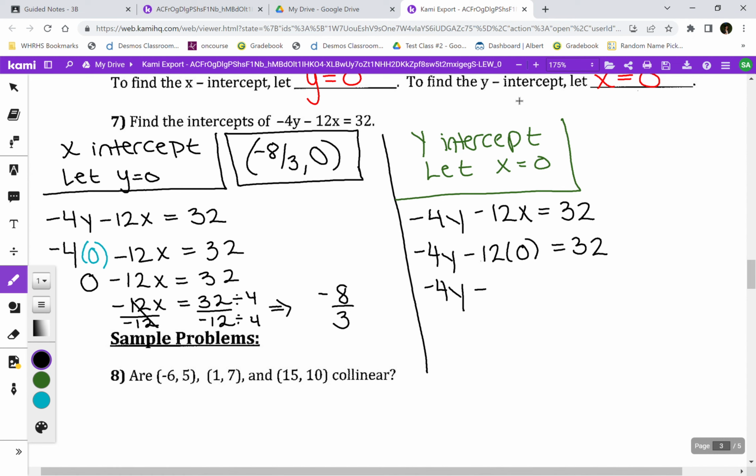0 times anything is 0. So here we're just at negative 4y equals 32. Divide by negative 4, we get y is equal to negative 8. Do I leave it like this? No. How do I write the y-intercept? Mariana? You got it. We write it as a point, so this is going to be the point 0, negative 8.